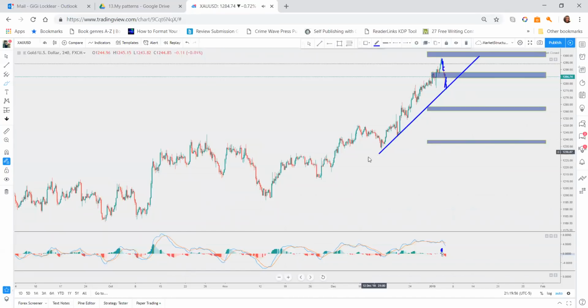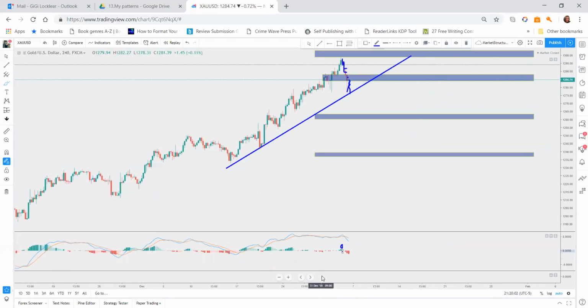So if I'm looking at it correctly, since it did drop, you're looking for probably a buy at some point to get back to the resistance.